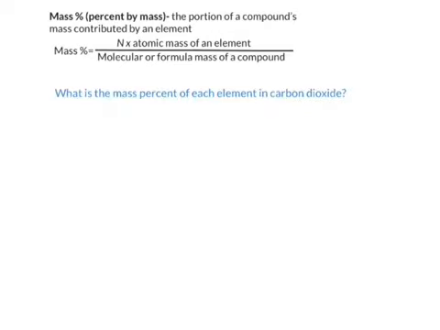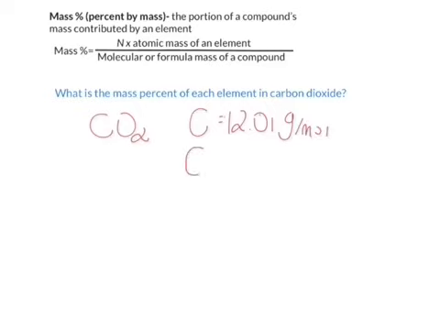Now let's apply this concept to a chemical compound. So let's figure out what the mass percent of each element in carbon dioxide is. So we have CO2 here. First we need to determine what the mass of each of the elements is. Carbon is 12.01 grams per mole, or AMUs, and one oxygen atom is 16.00. For our purposes, that's fine. Grams per mole.